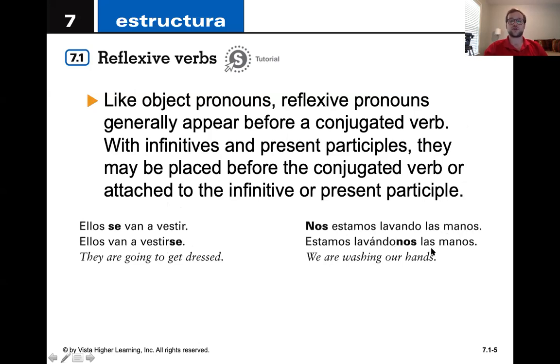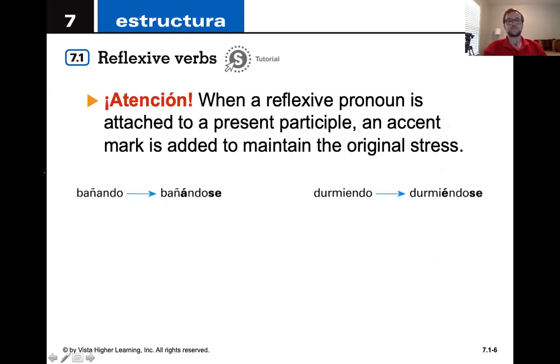Estamos lavándonos las manos. Now, when a reflexive pronoun is attached to a present participle, an accent mark is needed to maintain the original stress, just like durmiéndose. That's just like notificándote, right? Same thing. So our accent is on the original stress of the present participle.